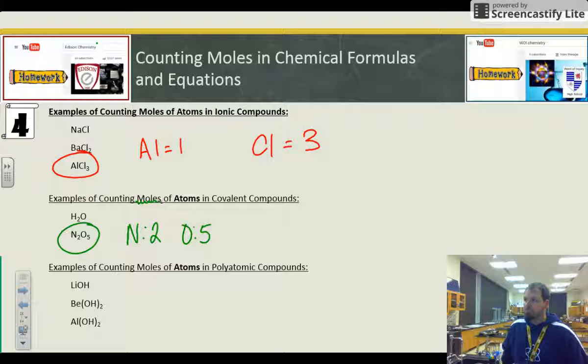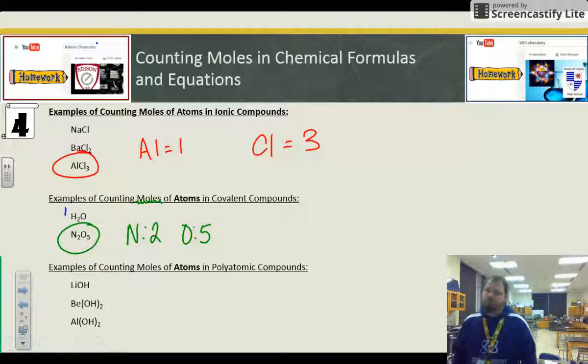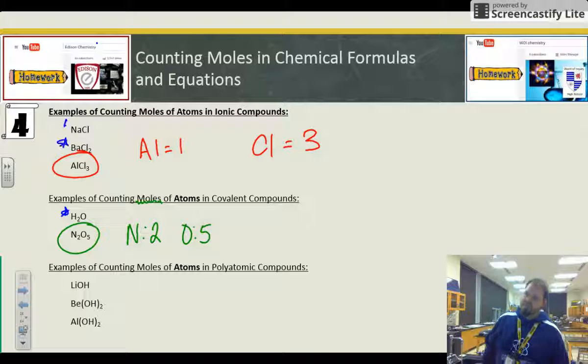Done. We are counting moles, mind you. If I have 1 mole of N2O5, I have 2 moles of N in that 1 mole. That's simple. You do these ones. Those are the you-dos.